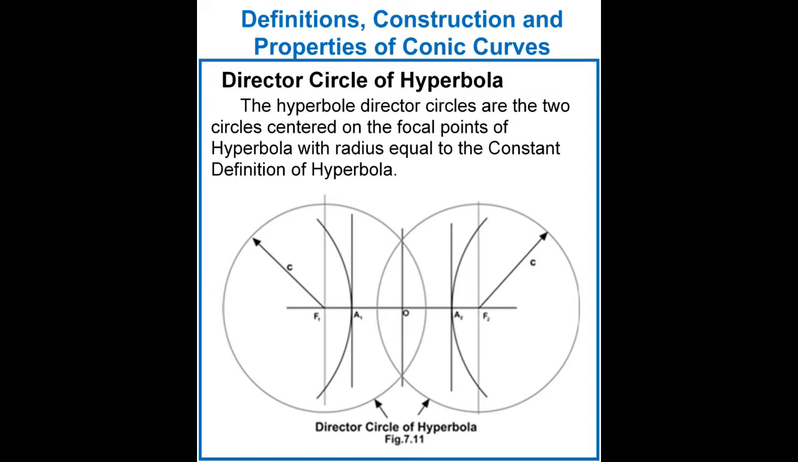This fifth slide of this third class of Chapter 7 of the course of Basic Geometry presents the definition of the director circles of hyperbola. Director circles of hyperbola are presented in Figure 7.11. The director circles of hyperbola are the two circles centered on the focal points of the hyperbola with the radius equal to the constant of definition of the hyperbola. Then the hyperbola has two director circles, one for each branch.